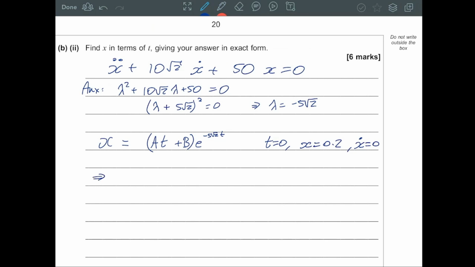So if I sub t equals 0 in, 0.2 equals b. Nice. And if I try to use the x dot, I need to differentiate first. So differentiating this is going to be a bit of a product rule. So I'm going to get negative 5 root 2 when I differentiate the e term.